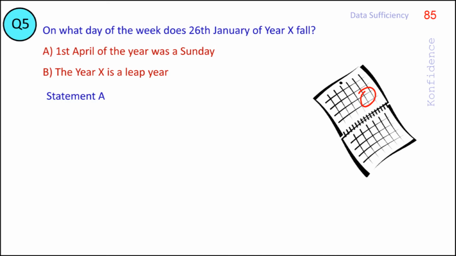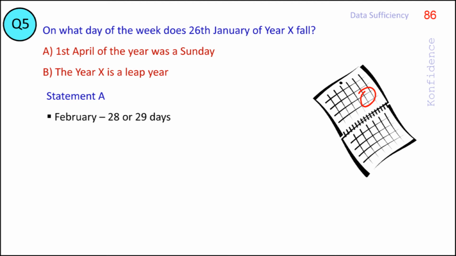Here, 1st April is a Sunday. It means we can count back and find out the day for 26th January. Hey, there's a problem. February will have 28? Or is it 29 days?